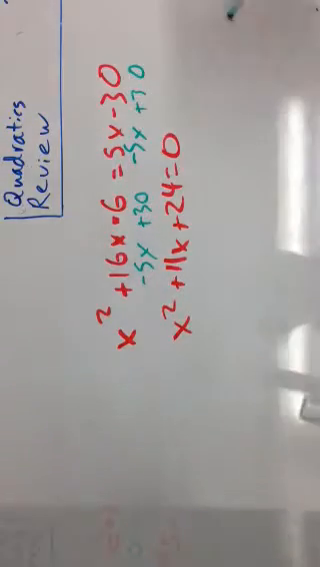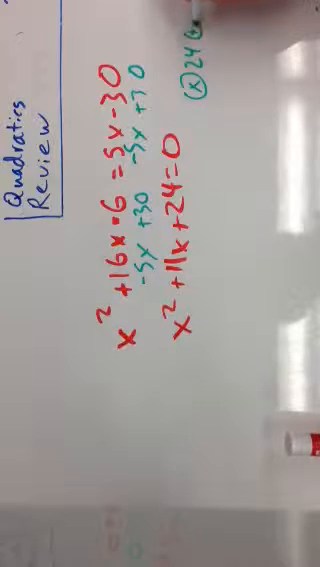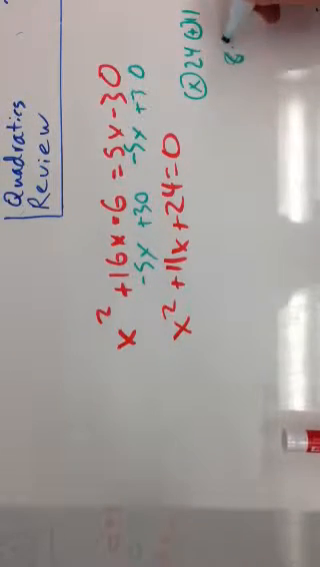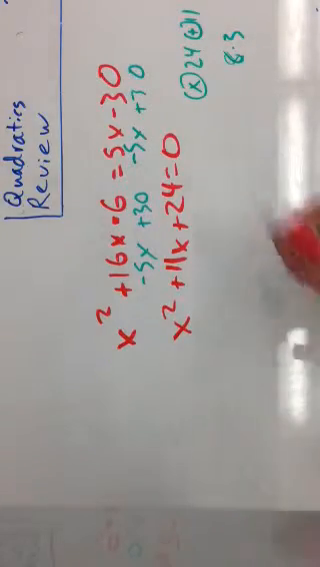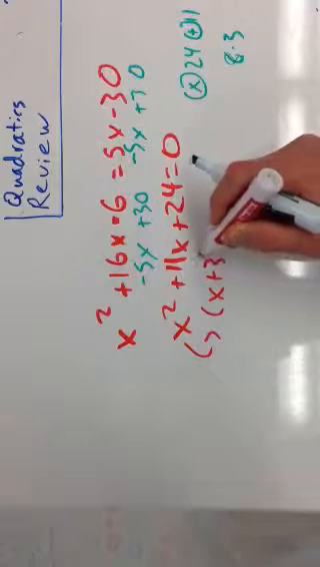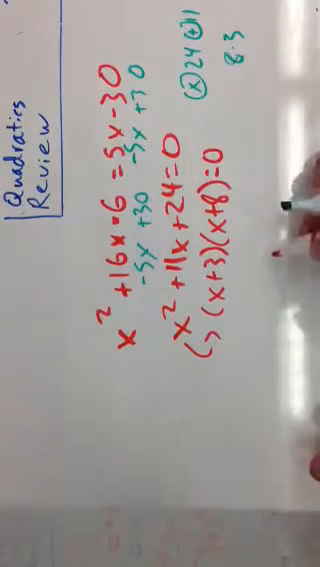I'm solving this by factoring, so if I factor this, I need things that multiply to 24 and add up to 11. The two numbers that do that are 8 and 3. So this is really (x + 3)(x + 8), and that'll equal 0.